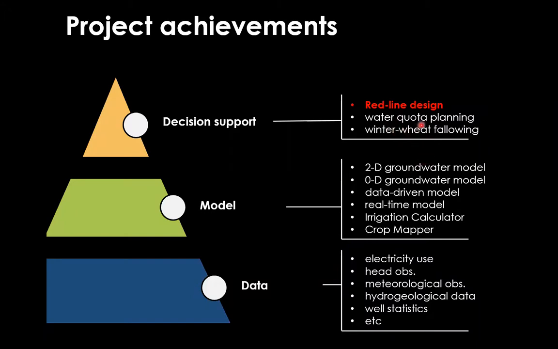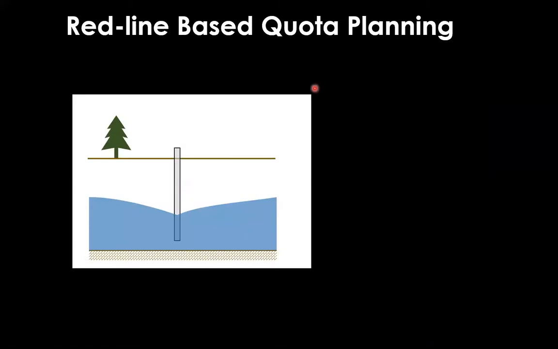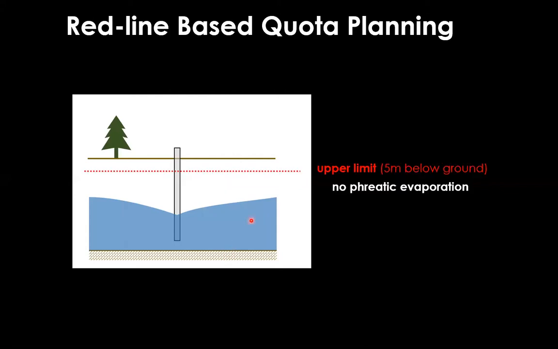All these strategies are based on the concept of the groundwater red line, which I want to explain in detail in the following slides. So the red line refers to an upper bound and a lower bound for shallow aquifer pumping. For the upper bound, the goal is to avoid the soil salinization issue due to the high groundwater level. So in Guantao, based on the hydrogeological data that we have, there is barely phreatic evaporation 5 meters below the ground. So we set this upper limit as 5 meters depth as the upper bound.